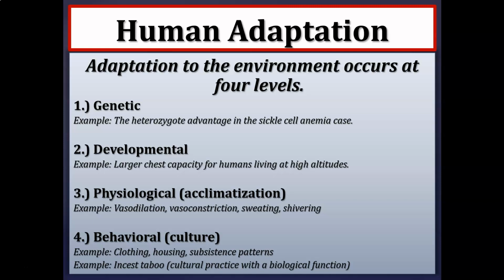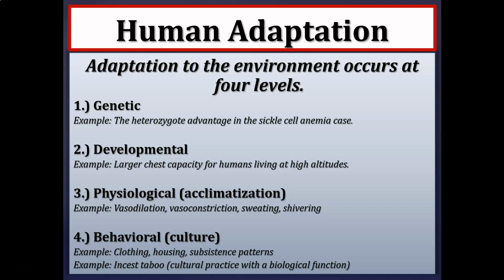So some examples of this would be the heterozygote advantage in the sickle cell anemia case that we learned about in Chapter 4. So if you recall, those that are heterozygous, the AS genotype at the locus that determines hemoglobin, those individuals do not have sickle cell anemia. However, they are resistant to malarial infection. So that provides them a reproductive advantage and a survival advantage if they happen to live in a region where malaria is endemic.